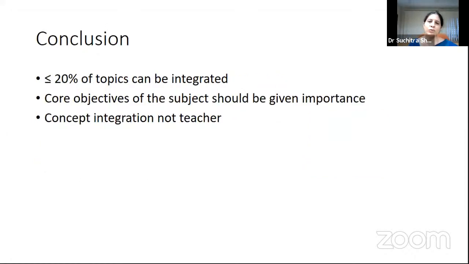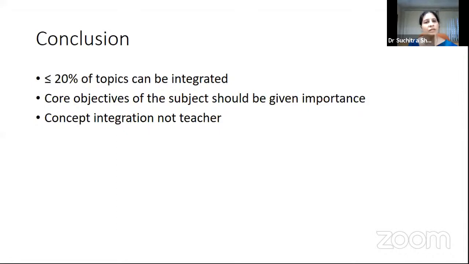Now, if you go to the GMER or the integration and alignment modules which are being given to us by the MCI, now known as NMC, they have said that you need to integrate less than or equal to 20% of the topics only. They're not asking that the entire subject has to be integrated. It is only around 20% they are asking us to integrate. And they've also given us examples and the different departments with whom we can integrate.